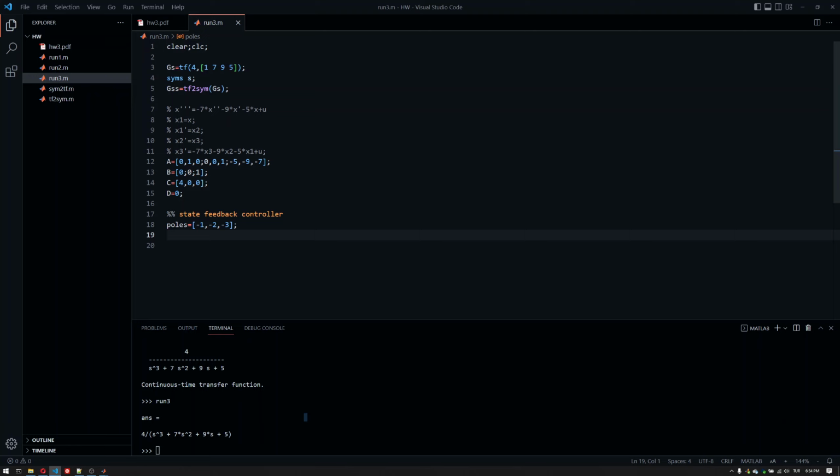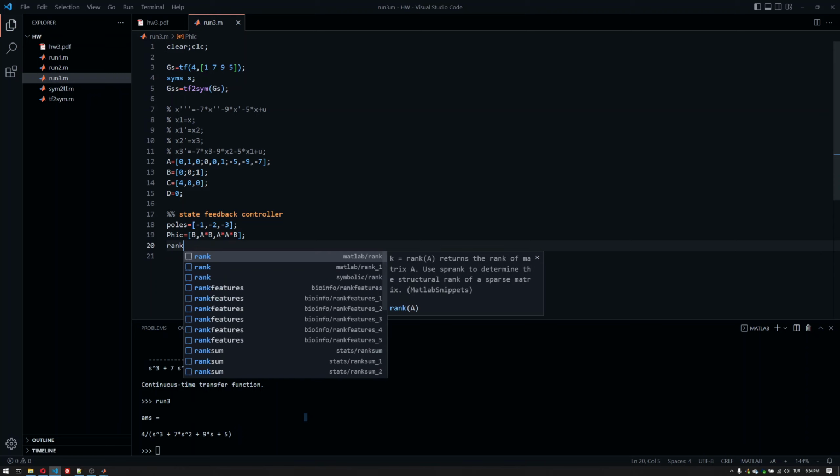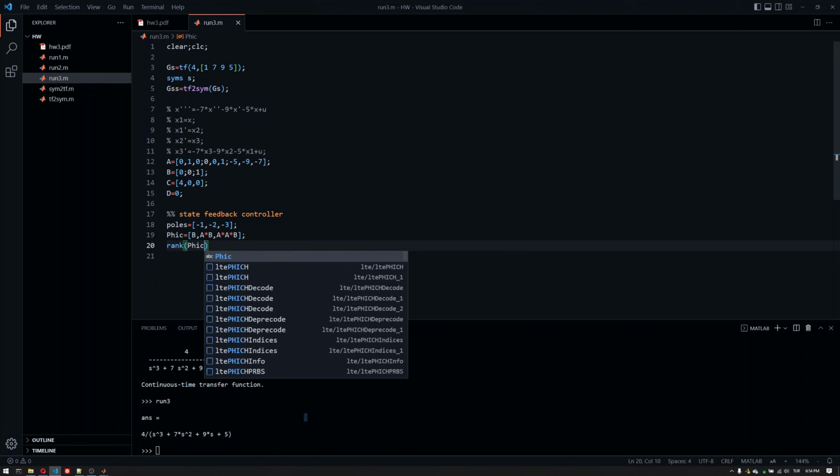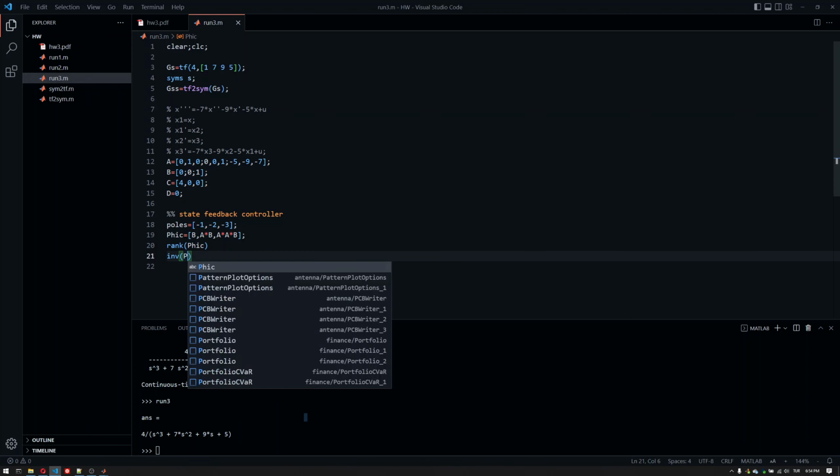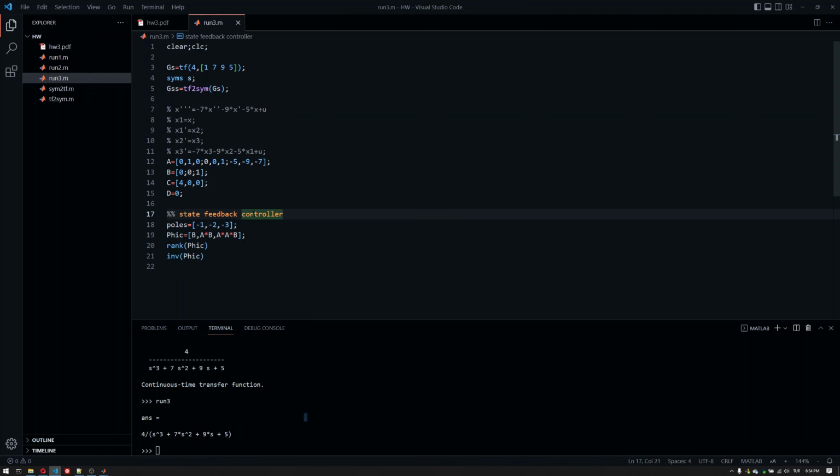You have to check the controllability matrix. If the state space representation that you have at hand is controllable, you're good to go. So, the controllability matrix, since we've talked about that, is B, A times B, A times A times B. And if we look at the rank or the determinant of phi C, or if we take the inverse of phi C, if it's possible, the system would be controllable and we would be good to go.